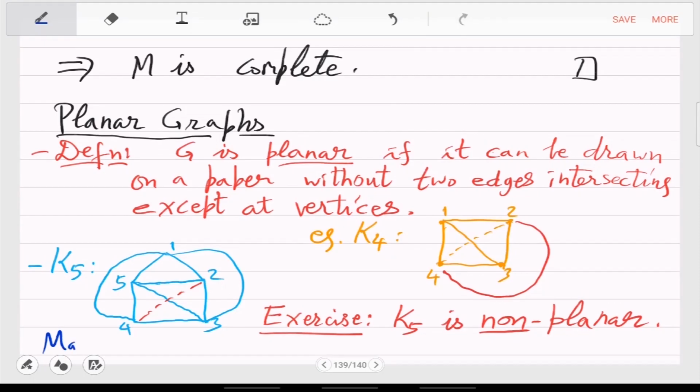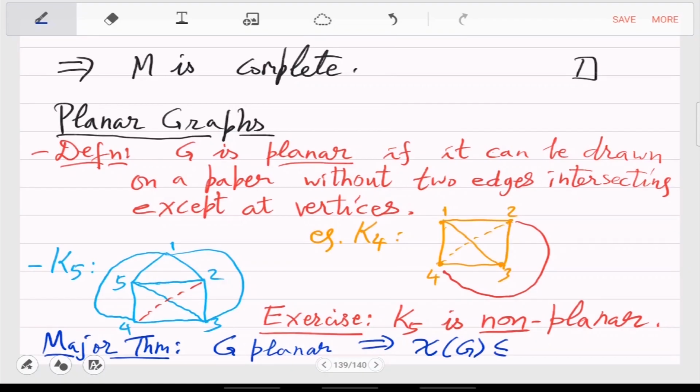And the result that I mentioned before, this Appel-Haken result, the 4-color theorem, it's for planar graphs. So planar graphs are 4-colorable. That's the major theorem. Which we have mentioned many times before, but there was nothing special about a political map except this thing, that it's planar. So G planar implies that the chromatic number is at most 4. Okay, that's one major property.